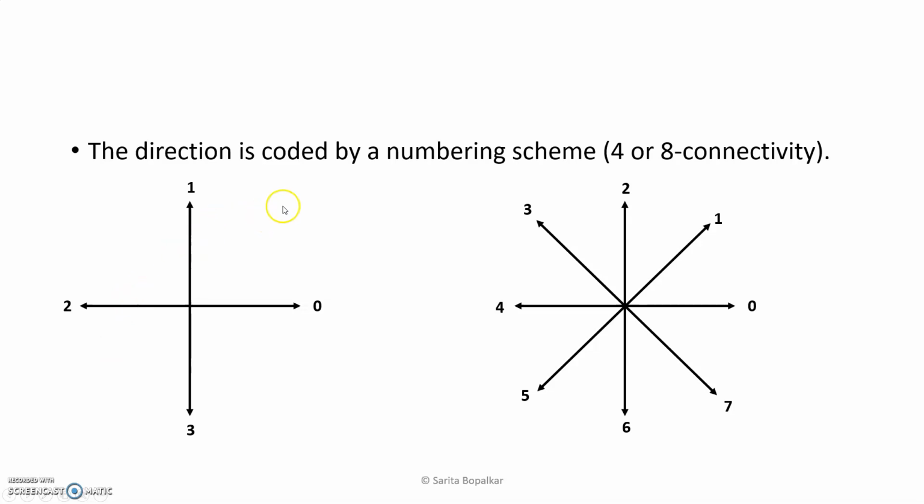Now the directions used for coding the numbers are 4 connectivity and 8 connectivity, and the numbers go anti-clockwise: 0, 1, 2, 3. In 8 connectivity it is 0, 1, 2, 3, 4, 5, 6, 7. So in 8 connectivity the numbers vary from 0 to 7, and in 4 connectivity they vary from 0 to 3. Generally, 8 connectivity is preferred because it is close to the human eye, and we can consider 8 different directions. Here only 4 different directions can be considered.